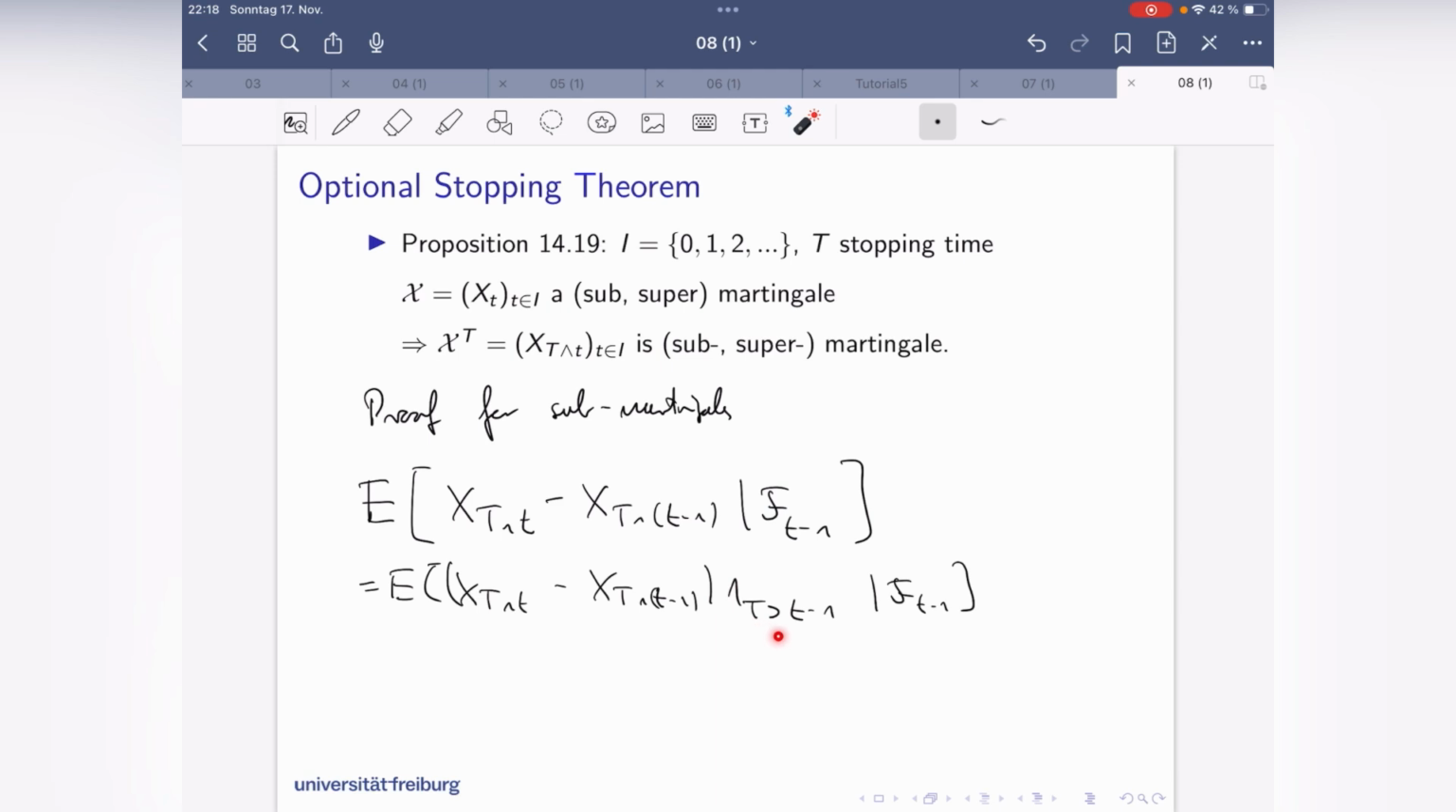Of course, this is the complement of big T less or equal to t-1, and therefore is F_{t-1} measurable. So I'm safe to pull this out. On the other hand, on the event that T is bigger than t-1, I'm safe to exchange these things for t and t-1, because these are the minima. So now it makes sense to pull this out: the expectation of X_t minus X_{t-1} given F_{t-1}. And this, of course, because X is a submartingale, is bigger or equal to 0. And that means we have shown that the stopped process is a submartingale. And we are done with the optional stopping theorem.